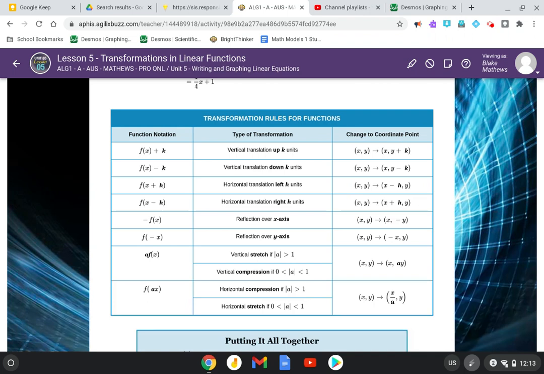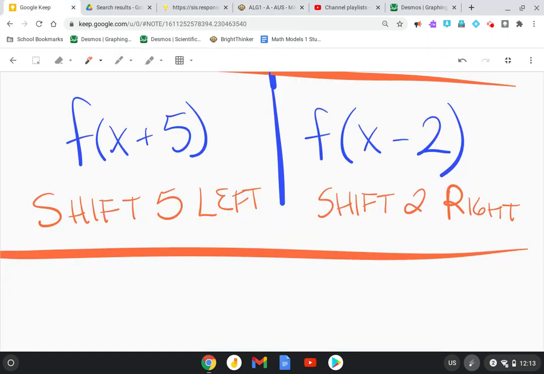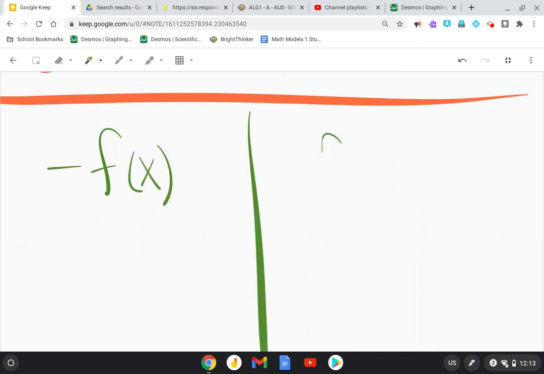Then we have two ways that we could apply a negative number. So that would be one of two. That would be either doing negative f of x versus f of negative x. In one of them we're making the entire function negative, and in the other we're making just the x negative.